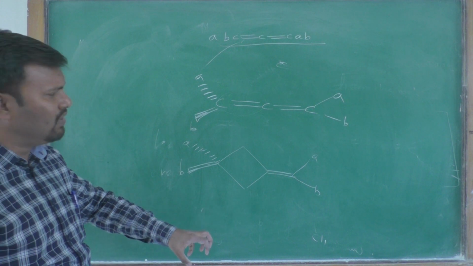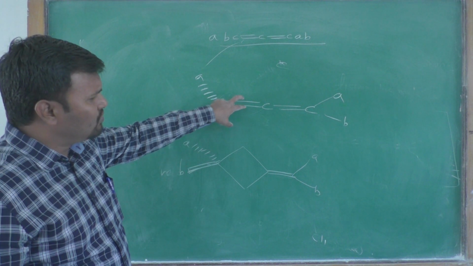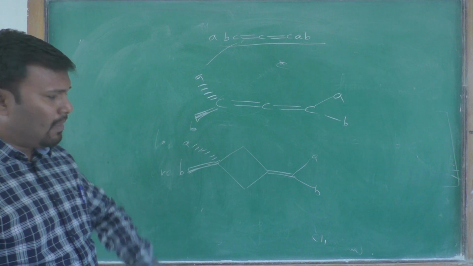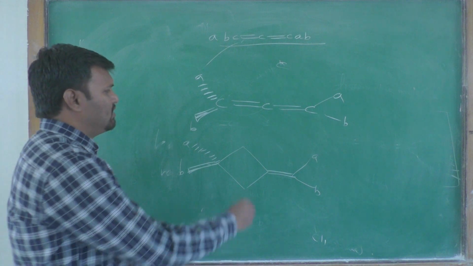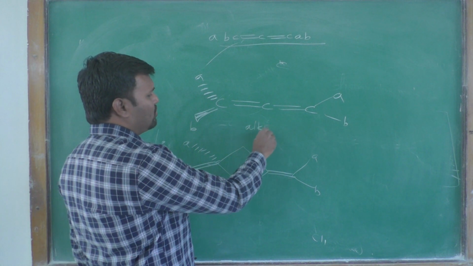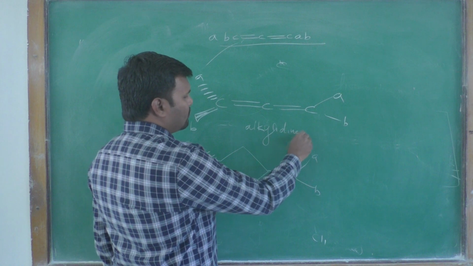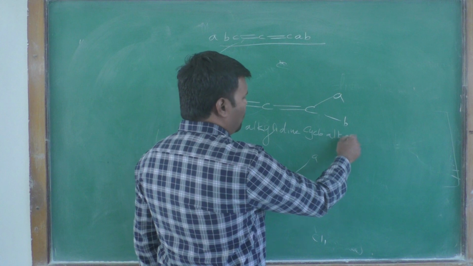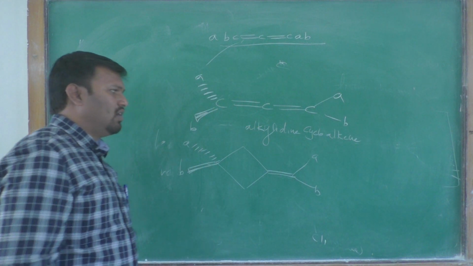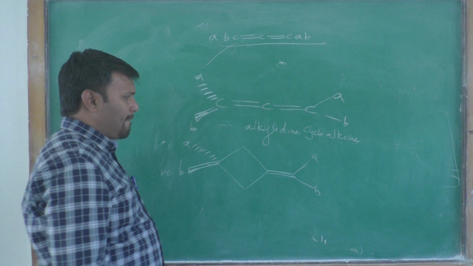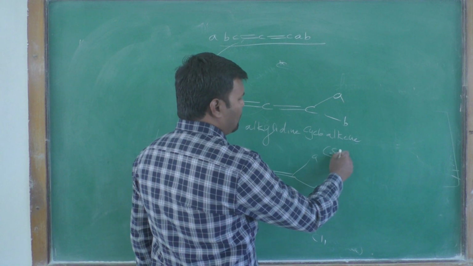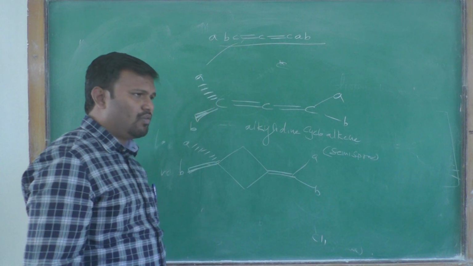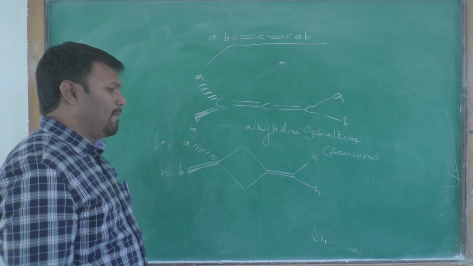What we did here, we replaced just one double bond with the ring. We use the cyclobutane ring. That is called an alkylidene. Such a compound is called an alkylidene cycloalkane compound. It is also called a semi-spiro compound, or hemi-spiro compound.